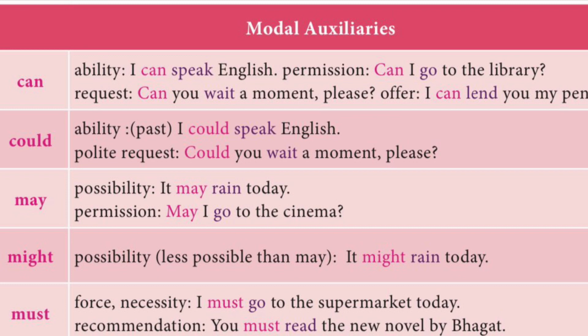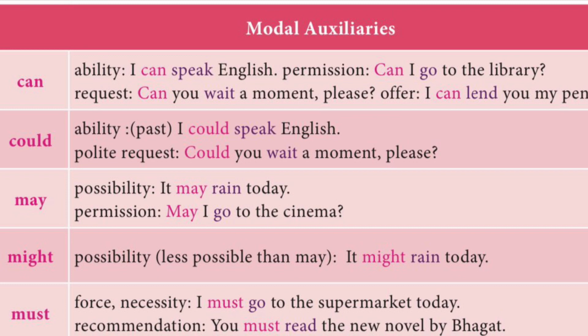And offer, when we can give something. I can lend you my pen. Okay, so it depends on the mood of the speaker, of the subject, or the modal auxiliary which is used. Look at the next one, could. In ability, when it is past tense, we use could. I could speak English. Where if it is present tense, we say I can speak English, but in past tense, to show our ability, we use I could speak English.